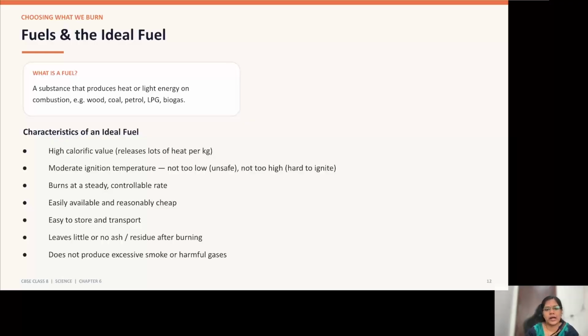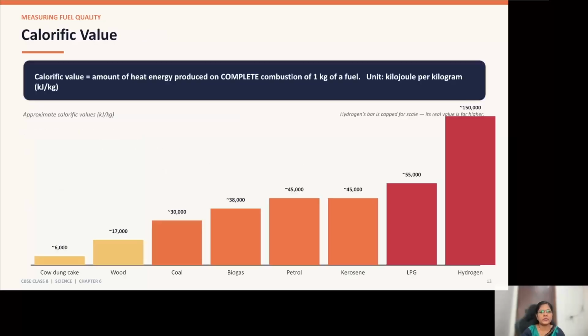Yes, we do have a few harmful effects of burning fuels. Let us check later in the text. No single fuel ticks every box perfectly. That is the reason choosing a fuel is always a trade-off between cost, safety, availability, and environmental impact. Okay. So now let us learn about the calorific value carefully.